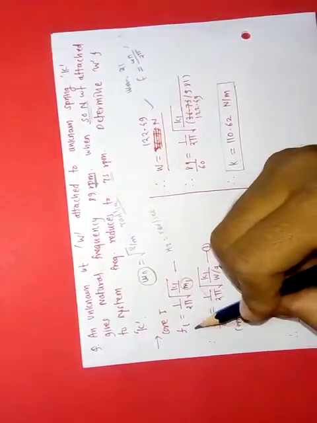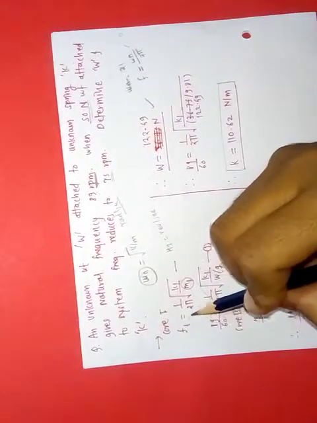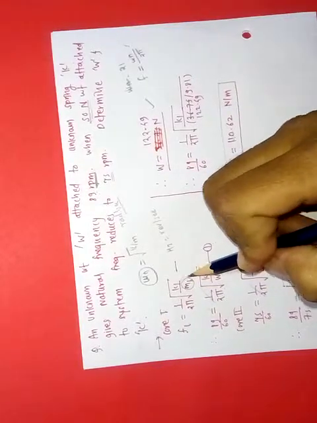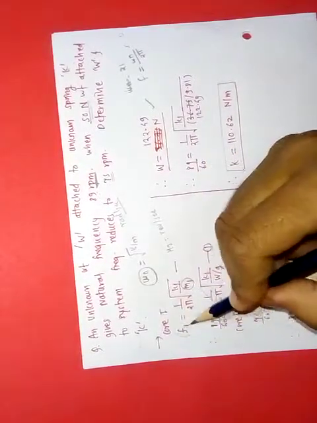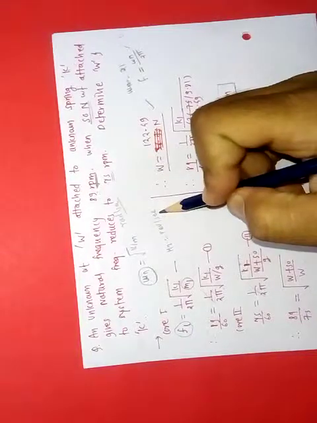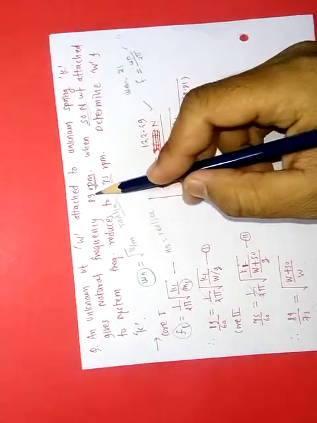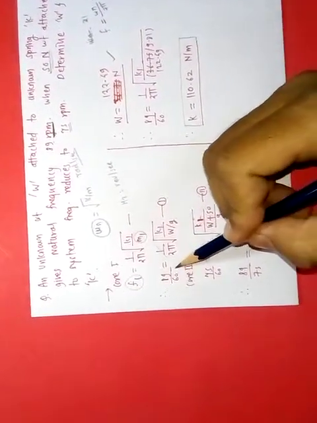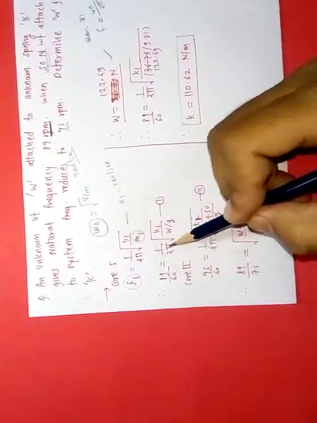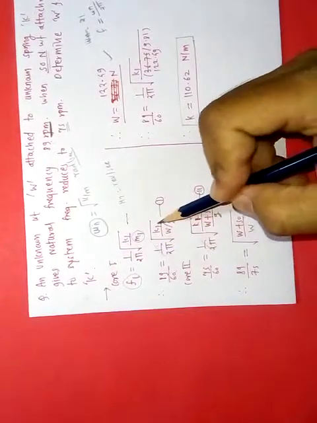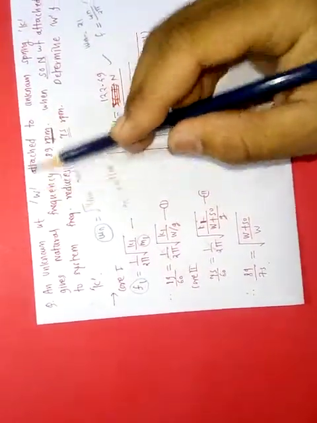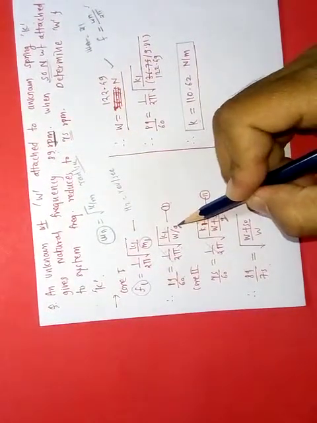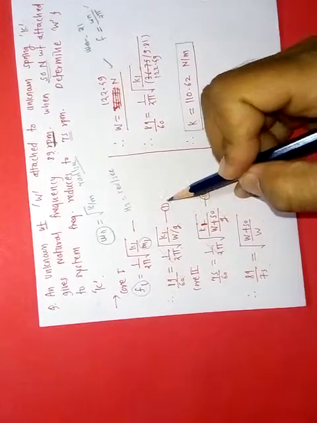For rps, f1, that is the natural frequency, is equal to 1 upon 2 pi under root k1 upon m1 for the first case. This is in hertz or revolutions per second. Given frequencies are in rpm, so divide by 60 to convert into rps. So 89 upon 60 is equal to 1 upon 2 pi under root k1 upon m1. The weight is given, so we have converted it into mass by dividing by g. So this is the first case.